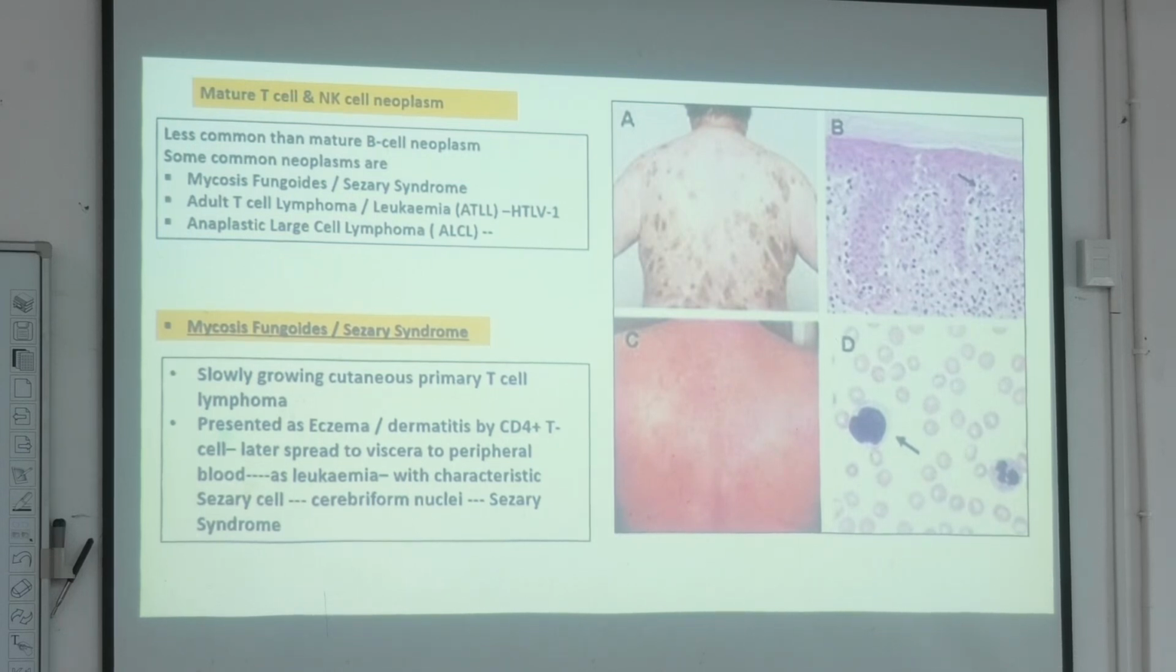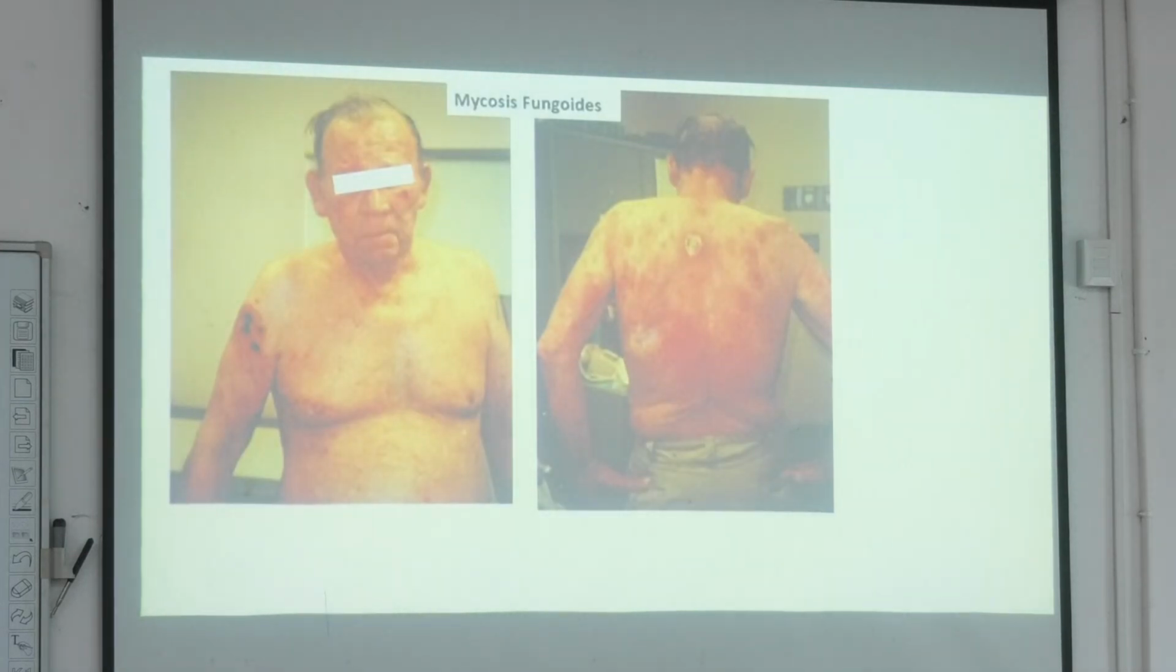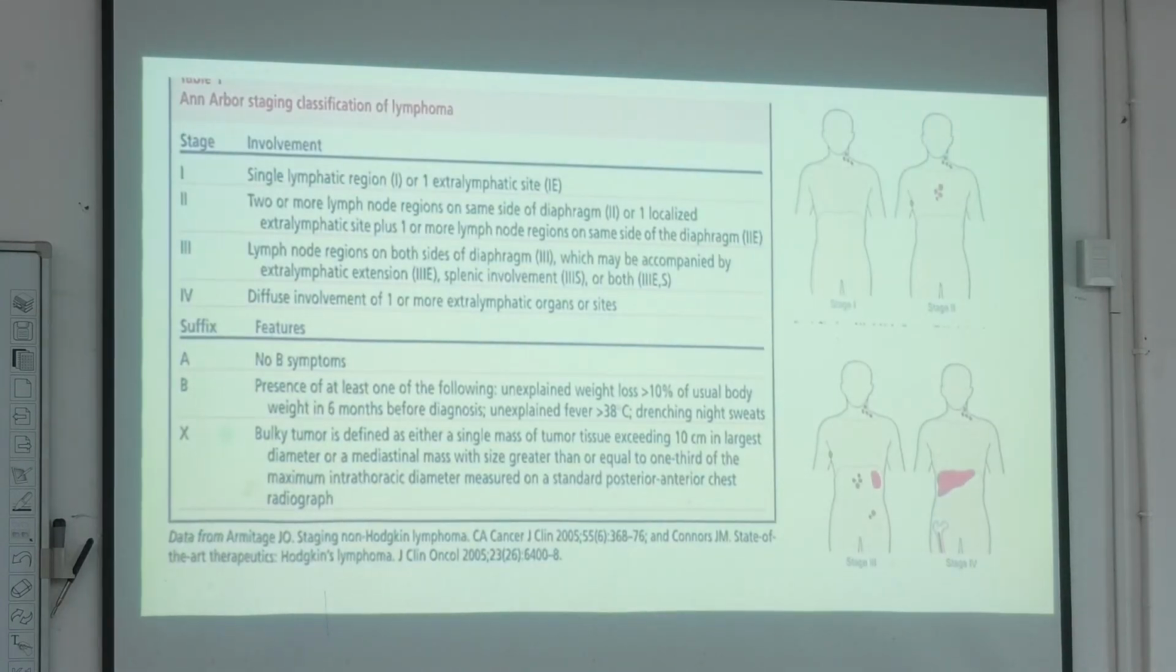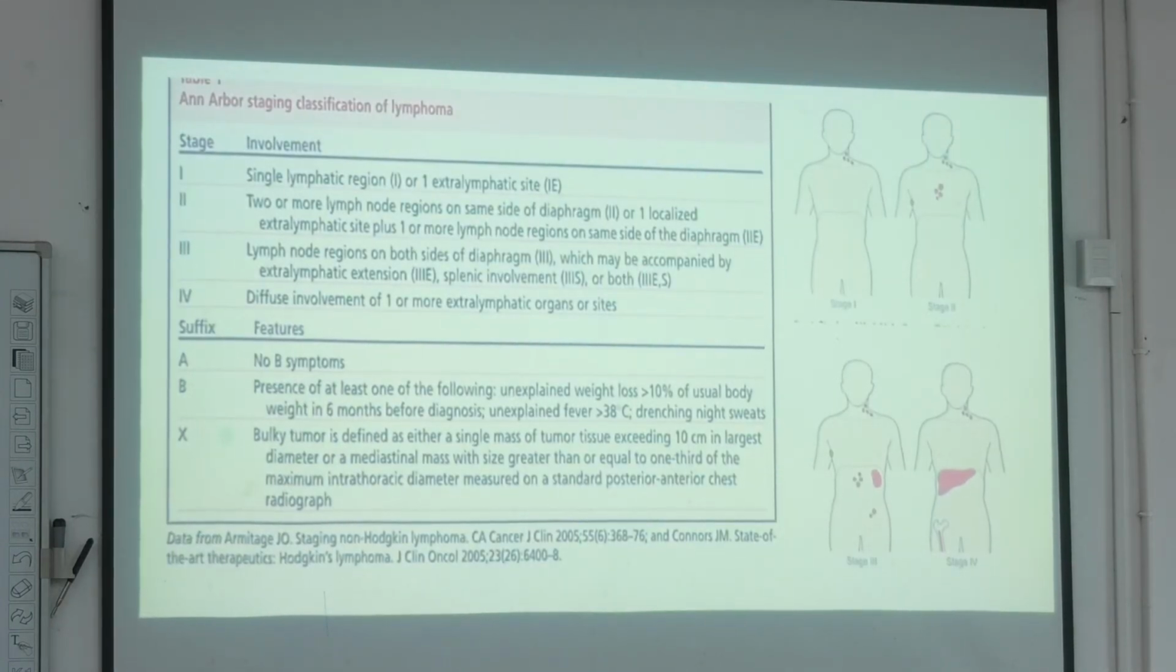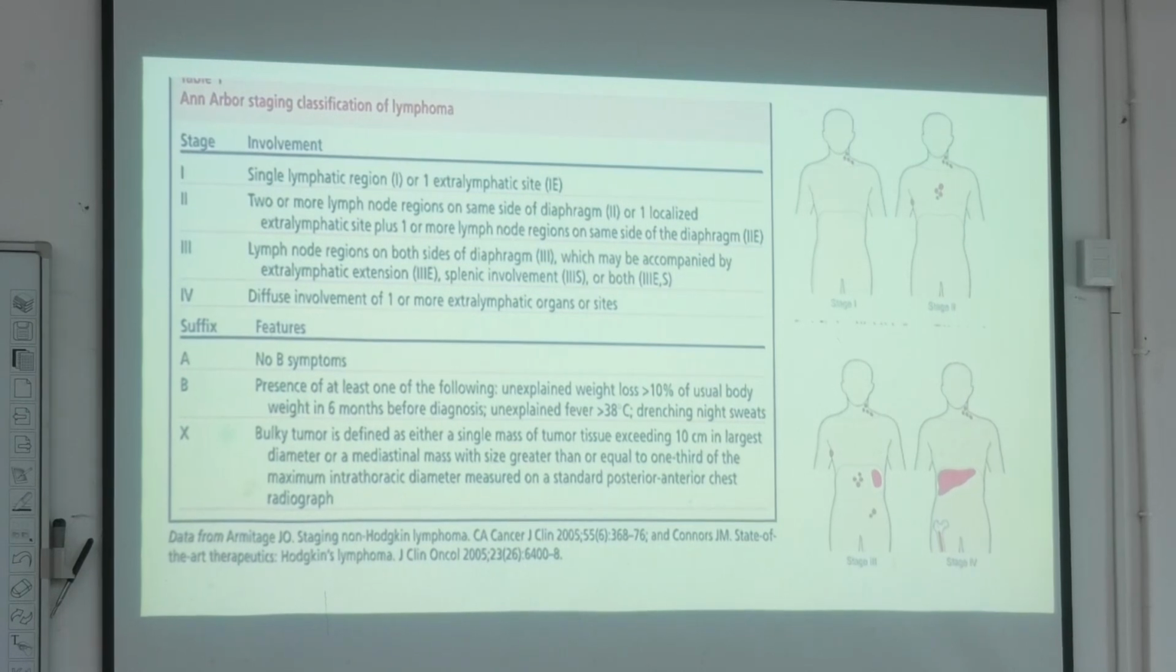So this is the whole thing about NHL. This patient, see this, has mycosis fungoides, an eczema-like skin lesion. Now staging is important for the clinician for planning treatment and for prognosis. What is this? The Ann Arbor classification of staging, stage 1 to 4.